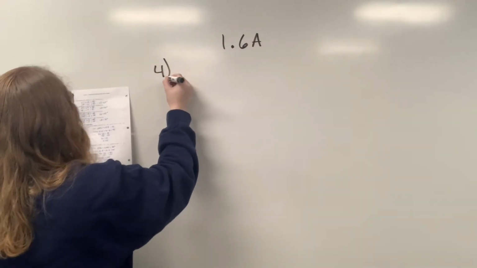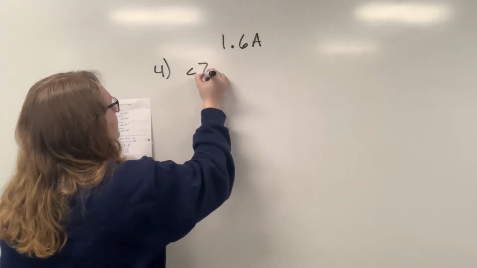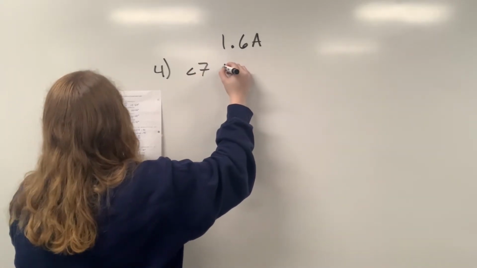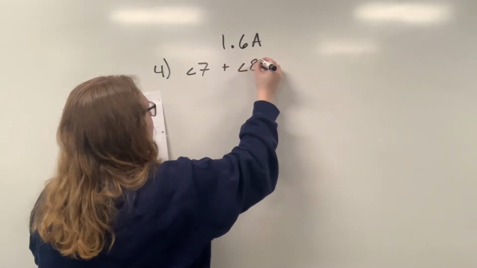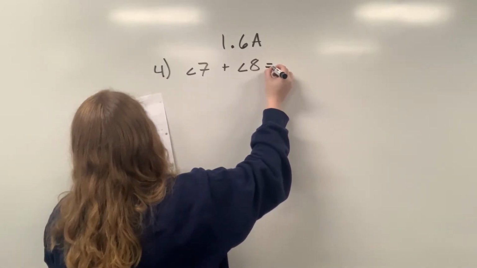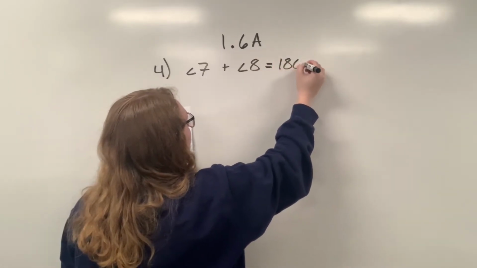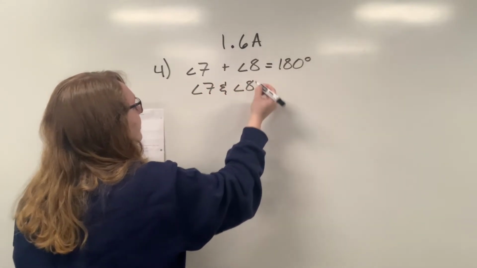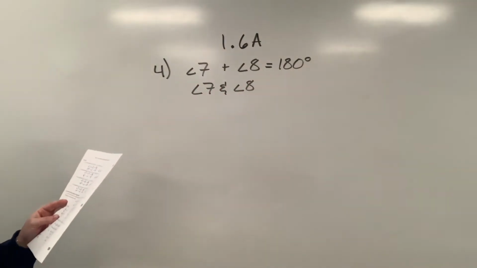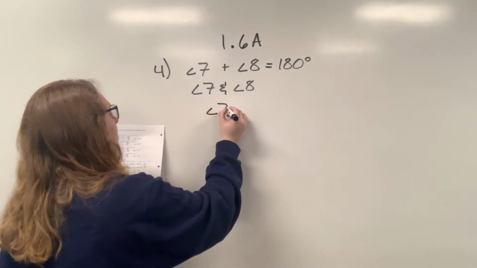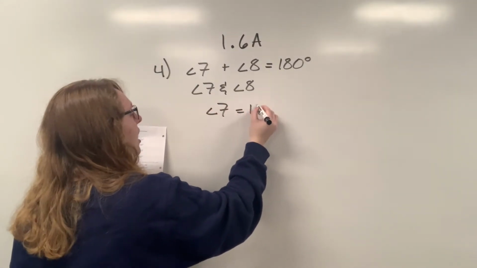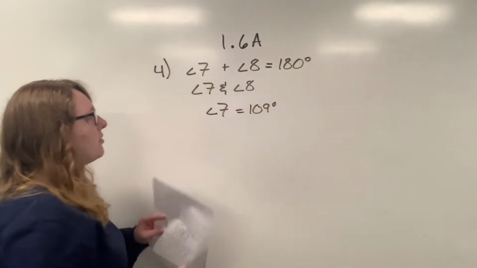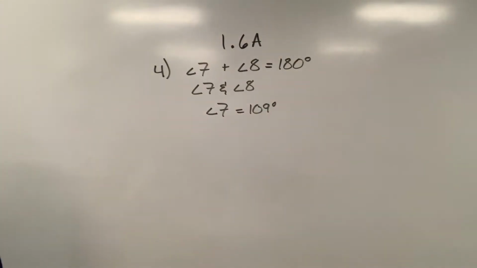Number 4, we have angle 7 and angle 8. And we know that they are supplements, so that means that they add up to 180 degrees. Forgot to just say angle 7 and angle 8, so I'll write that underneath. And we know that angle 7 is 109 degrees, okay? So let's set this up.